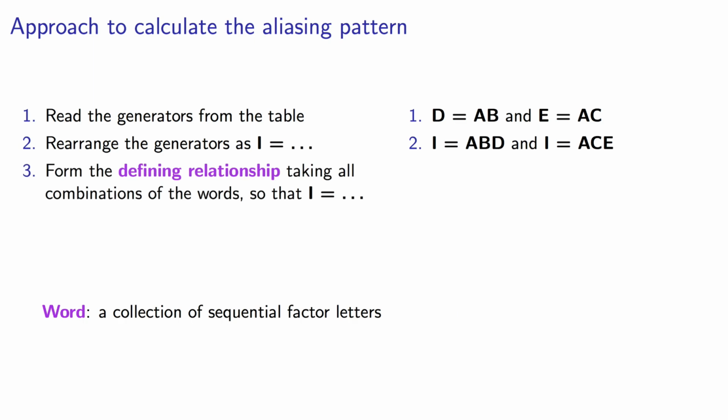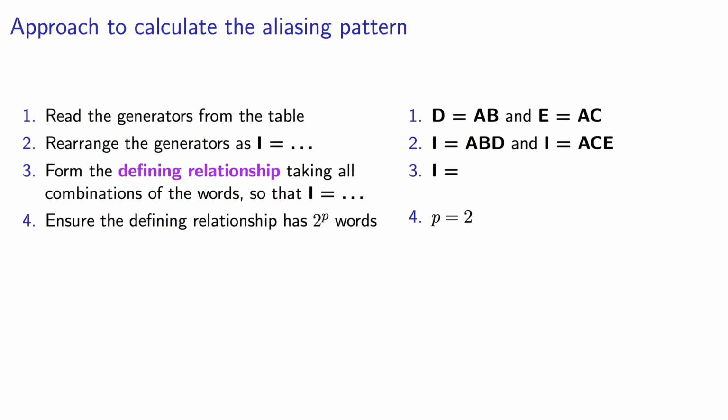The last piece of terminology we need is what is known as the defining relationship. The defining relationship is a sequence of words that are equal to each other. The defining relationship always has a length of 2 to the power of p words, and the first word in the relationship is always the identity, I. So remember in our example we have p equals 2, so we should have 2 to the 2, in other words 4 words in our defining relationship, and the first one is I. So where are the other 3?